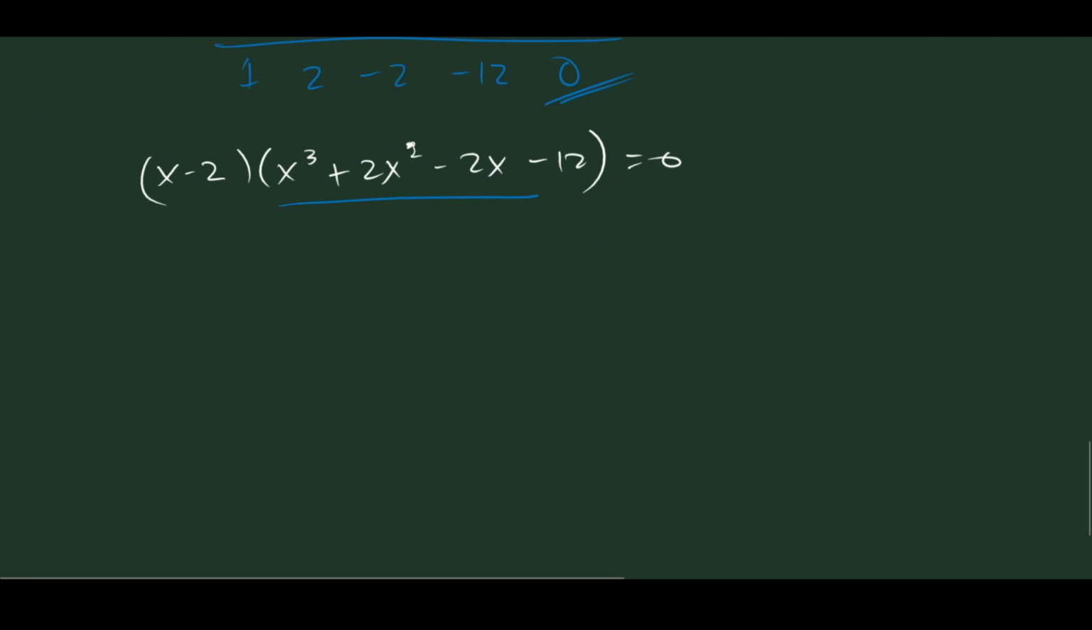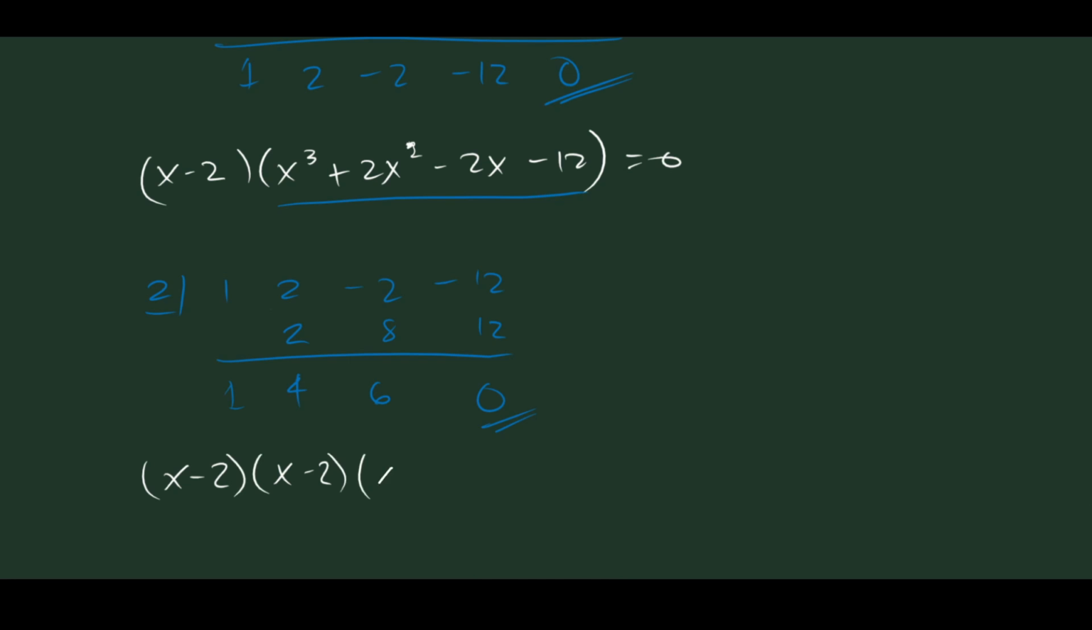Let's divide this by x minus 2. We have here 1, 2, negative 2, and negative 12. We have 1, multiply that, so we have here 4, and then 4 times 2 is 8, and then 6 times 2 would be 12. This indeed is a factor still. Let's rewrite our equation again. Now we have x minus 2 multiplied by x minus 2 multiplied by x squared plus 4x plus 6.